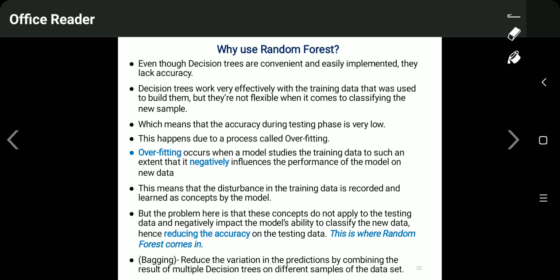This means that the disturbance in the training data set is recorded and learned as a concept by the model. So overfitting occurs when a model studies the training data to such an extent that it negatively influences the performance of the model on new data. These concepts do not apply to the testing data and negatively impact the model's ability to classify new data, hence reducing the accuracy on the testing data.